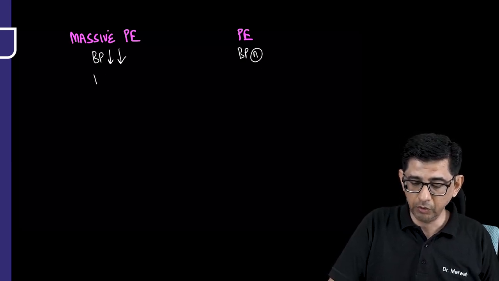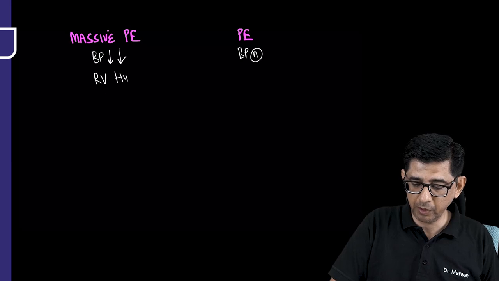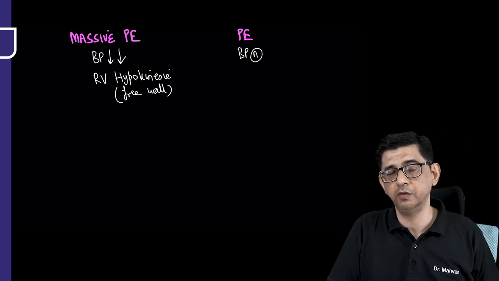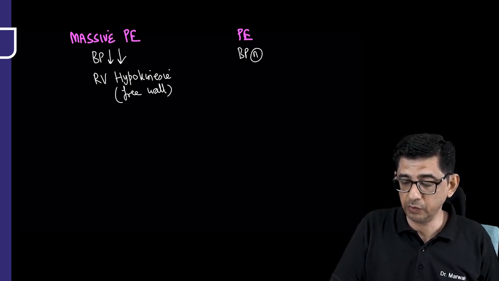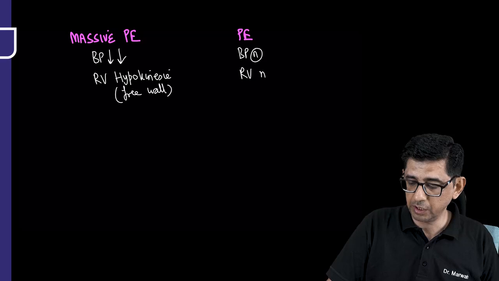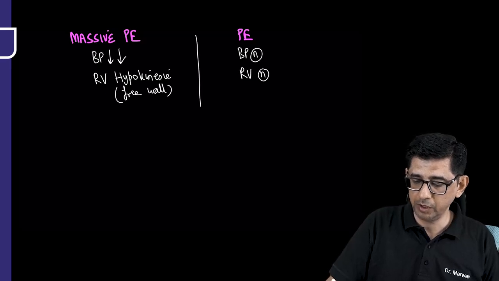Then if you look at the echocardiography findings, massive pulmonary embolism will have a right ventricular hypokinesia of the free wall, and at the same time there would be hyperkinesia of the apex. That hyperkinesia of the apex is what I'm not writing at the moment, but the right ventricular function will be described to be normal with respect to pulmonary embolism.